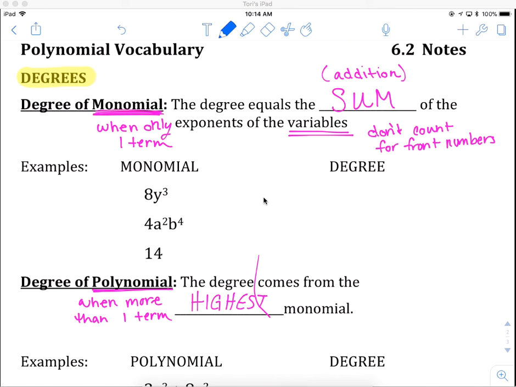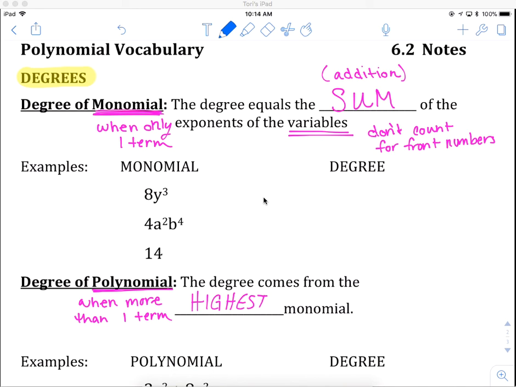All right, so why don't you take just a second and go ahead and write down all of these definitions, and then I will explain what's going on. So write down what you see. Okay, so when we talk about degrees, we're talking about the exponents in our polynomials. That's what degree means, not like the weather, it's talking about exponents. Okay, so if I ask you to find the degree of a monomial, that means I'm only talking about one single term. Okay, so the degree is the sum, again, sum means that we're adding, the sum of the exponents on the variables. We do not count the front numbers.